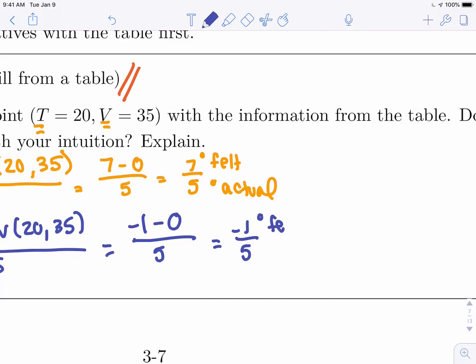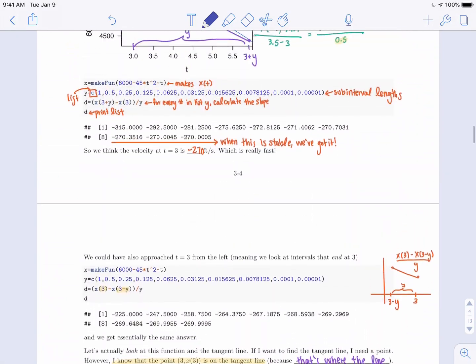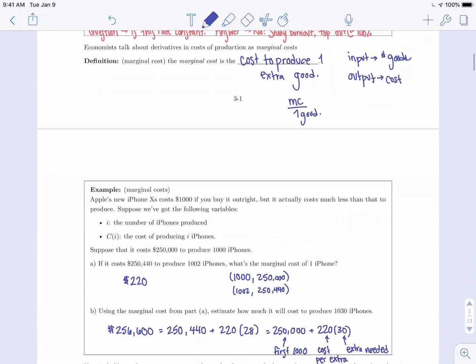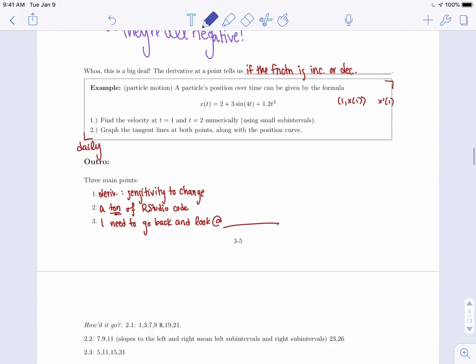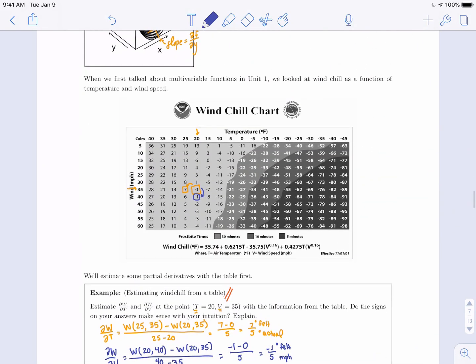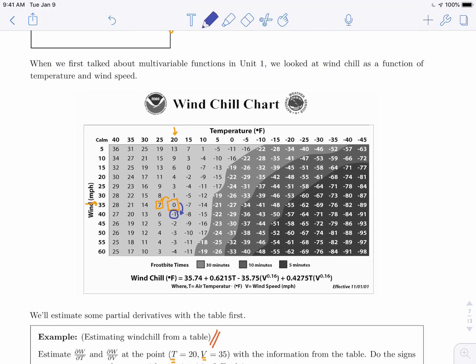Maybe I'll say degrees felt over miles per hour, because those are our units for wind speed. So that's a way that we can estimate the derivative by looking at a table. What you'll notice, if you remind yourself back over here, is that when we did this in a table the other day, we went either this direction or this direction and allowed those things to change. Really what we're doing is the same thing, just now in 2 dimensions. Am I looking at change in a column or change in a row? We just have to be careful about what's staying fixed and what is going to be able to vary.